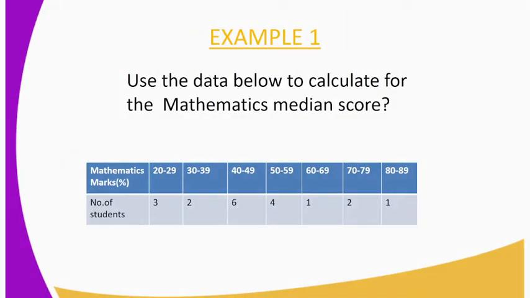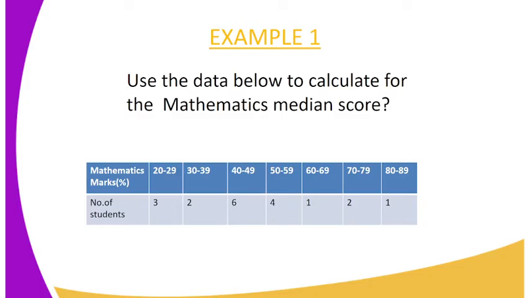You have a question here, and you are supposed to calculate the median score. As far as this data given here, you have the classes ranging from 20 to 29, number of students who scored that 3, 30 to 39, 2 students, 40 to 49, 6 students, 50 to 59, 4 students, 60 to 69, 1 student, 70 to 79, 2 students, and finally 80 to 89, only 1 student.